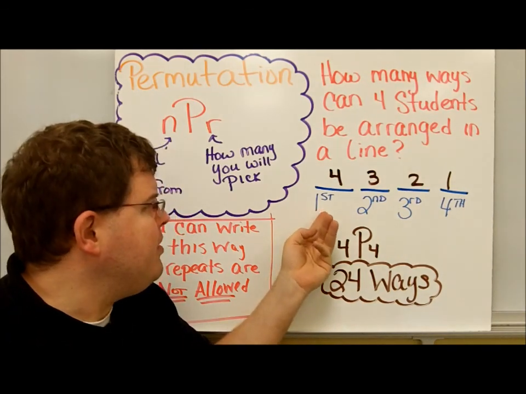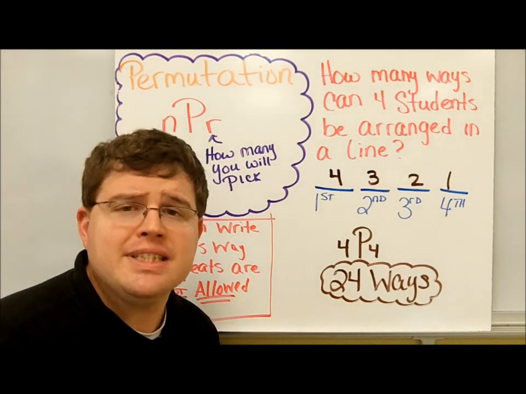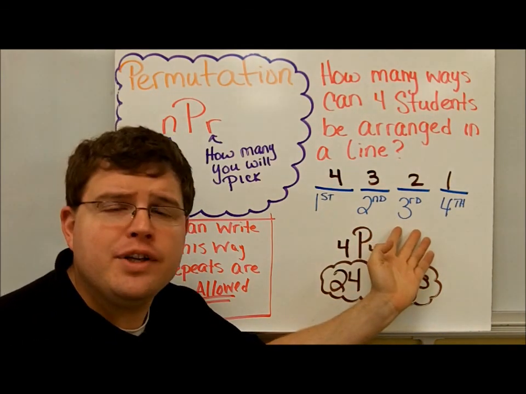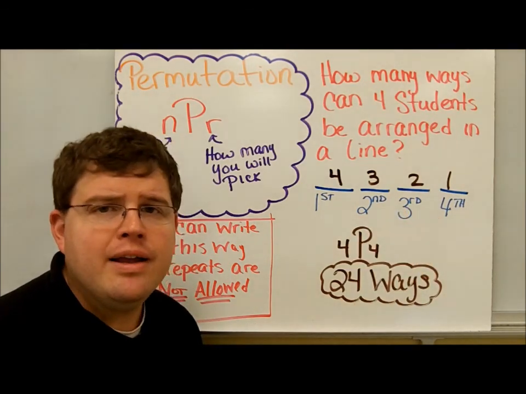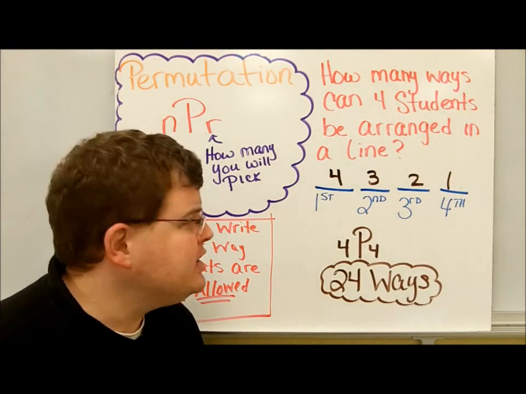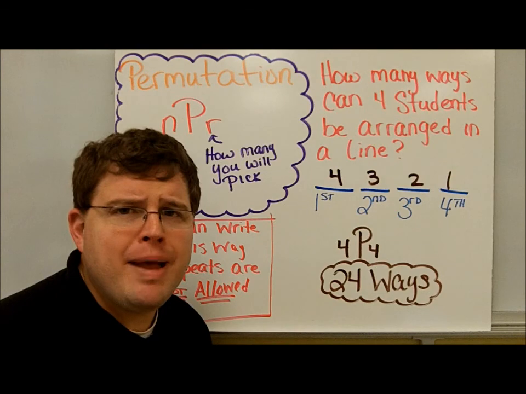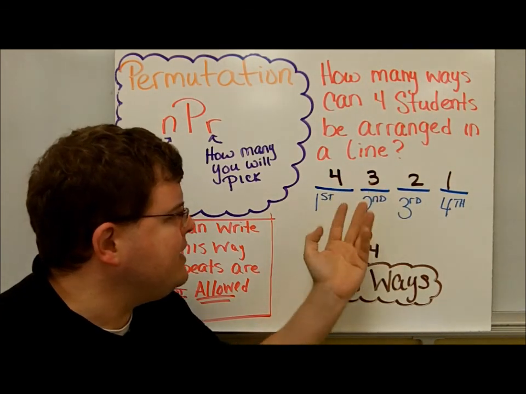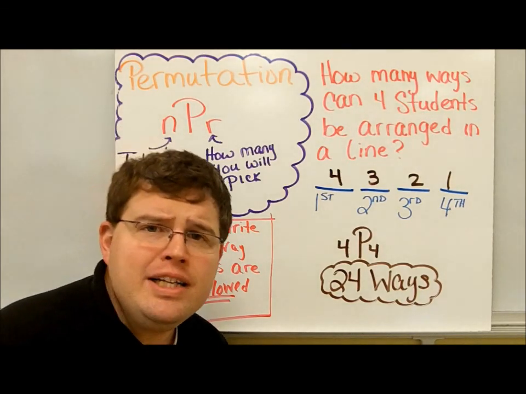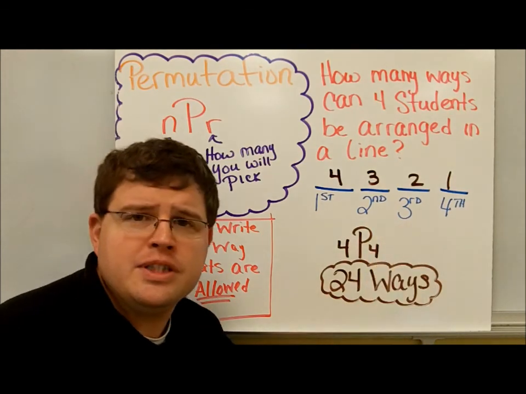Suppose I pick Tim. Well, now I have 3 more people left. I could pick any one of the 3 for the second spot. I'll pick Sue. Now I have 2 people left to choose for the 3rd spot. I pick someone, and I have 1 person left for the 4th spot. So this is 4 times 3 times 2 times 1. That's our counting principle back again. There's 24 ways that I can arrange 4 people in a line. Now, because repeats are not allowed, I couldn't put Sue in 1st and 3rd spot.